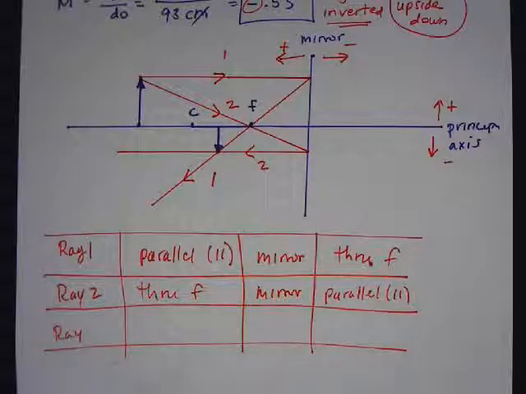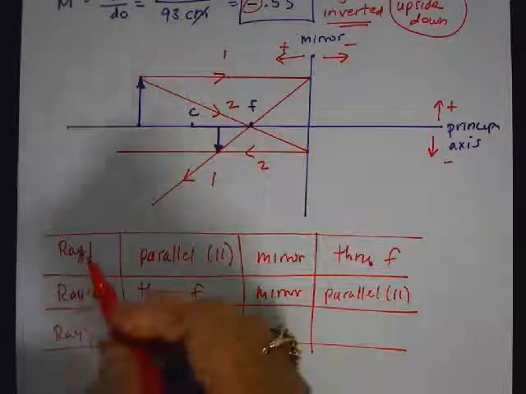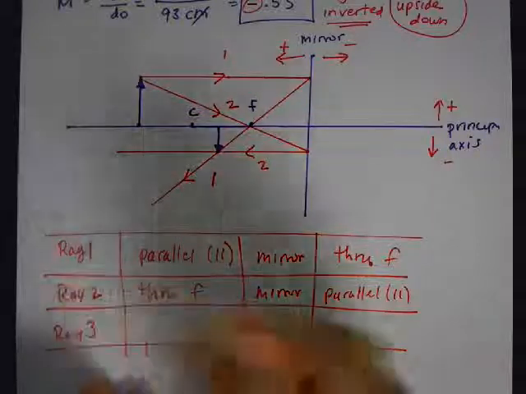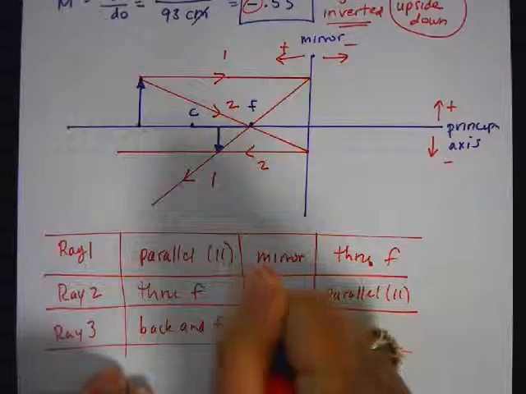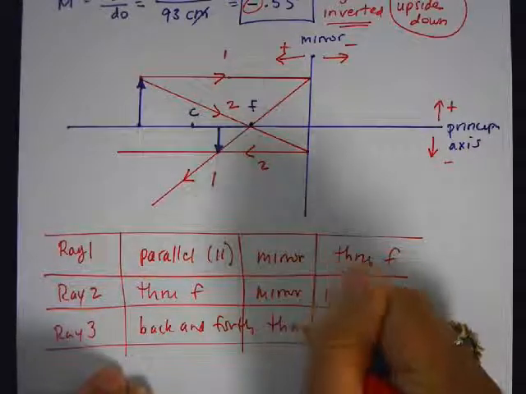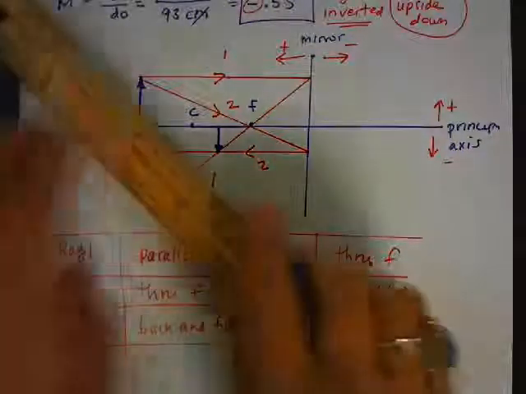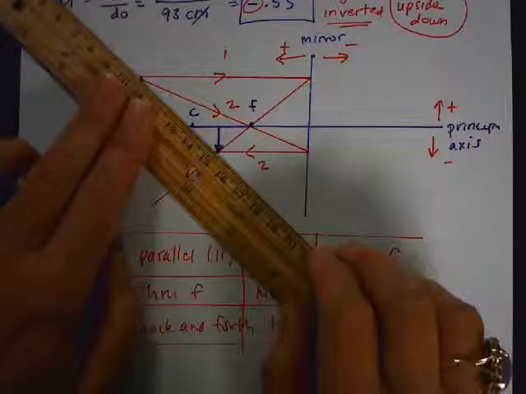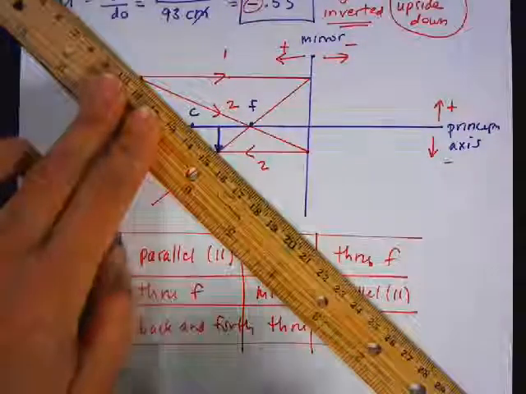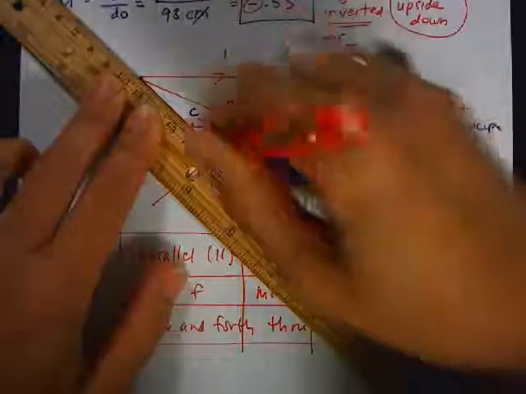And then the third ray is, and this one's the easiest, so you might want to do like 1 and 3. Ray 3 is you just go back and forth through C. So what that means is you just go from the top of your image through, you go back and forth through the center of curvature.